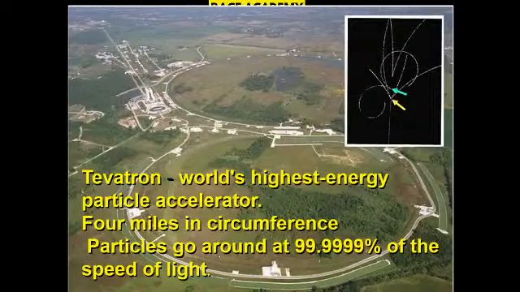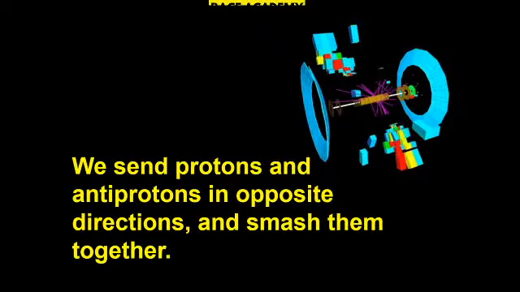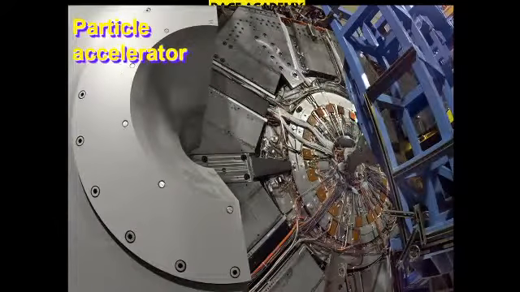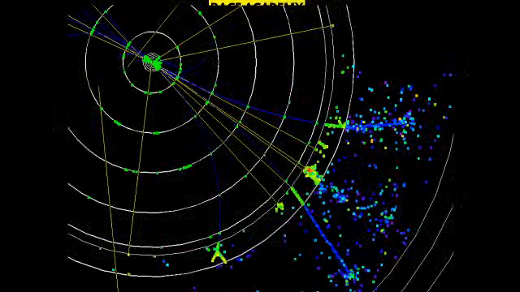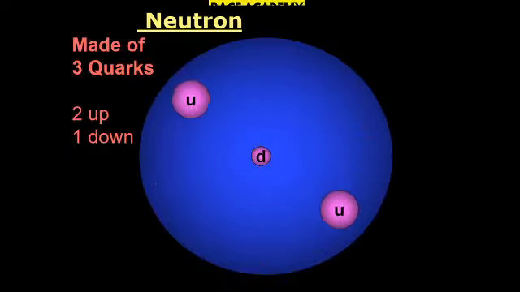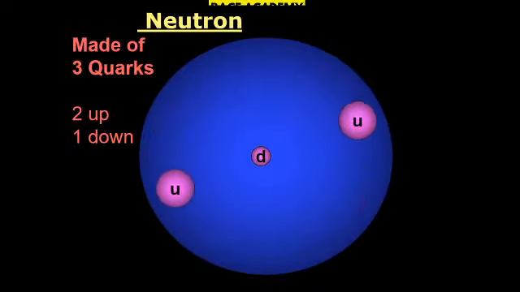World's highest energy particle accelerator, four miles in circumference, where particles go around at 99.99% of the speed of light. We send protons and antiprotons in opposite directions and smash them together. That is what is happening in this discussion. Particle accelerators, picture showing here. Proton is made of 3 quarks, 1 up, 2 down. Neutron, 3 quarks, 2 up, 1 down.